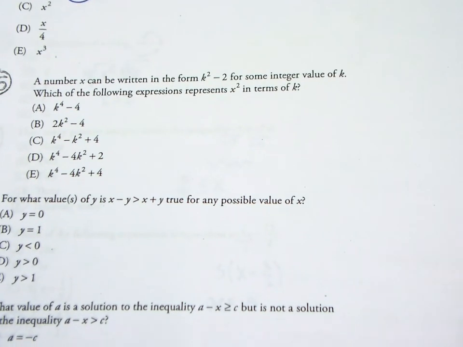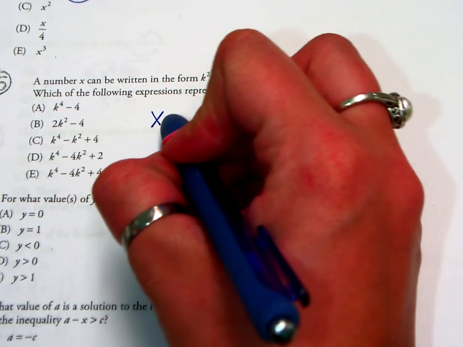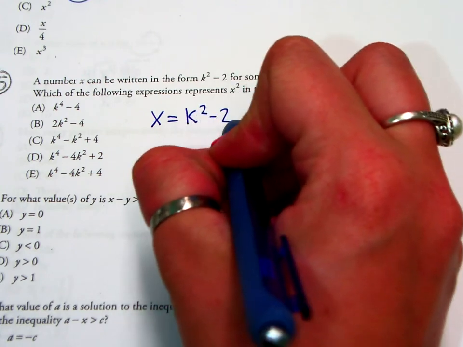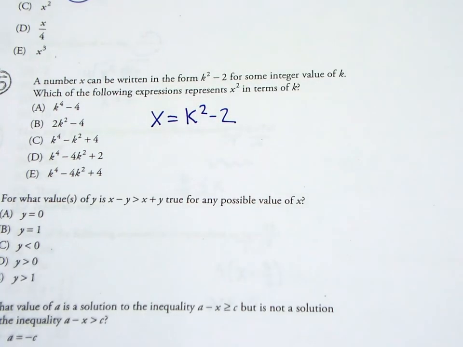All right, the number x can be written in the form of k squared minus 2 for some integer value of k. Which is the value of the expression x squared? So in this problem, it says that x can be written as k squared minus 2, which means x equals k squared minus 2. Okay, we're looking for which value is represented when x is squared.